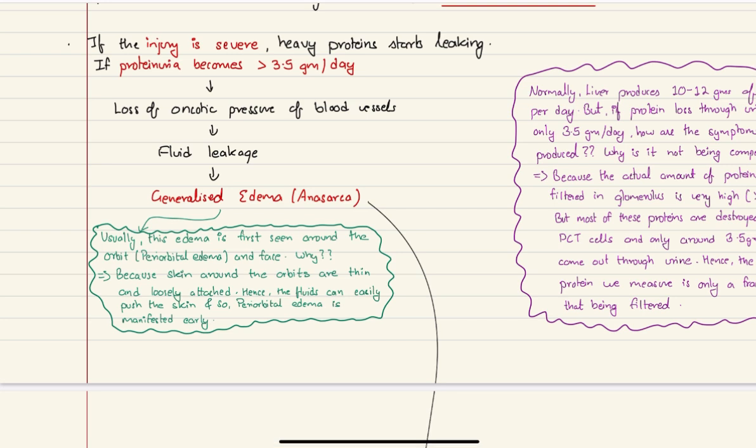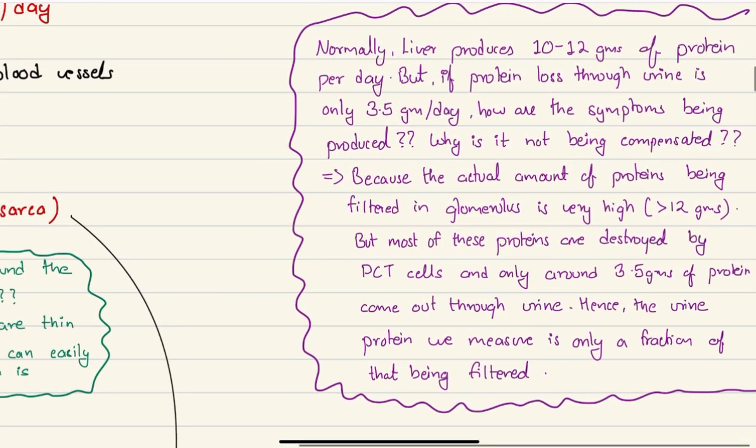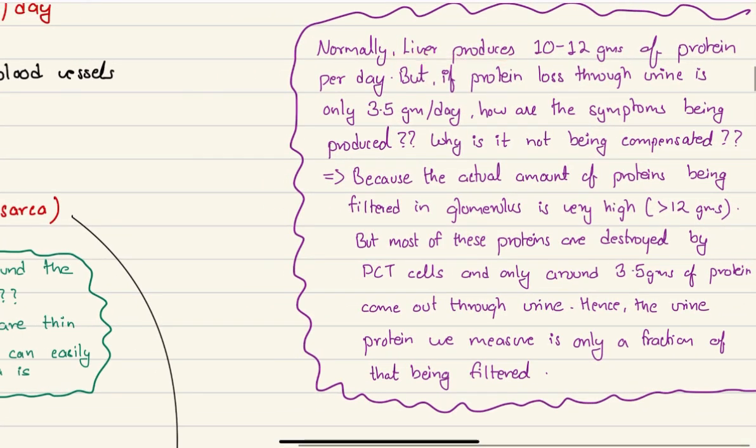So, normally, the liver produces around 10 to 12 grams of protein per day. But if the protein loss through the urine is only 3.5 grams per day, then how are the symptoms being produced?